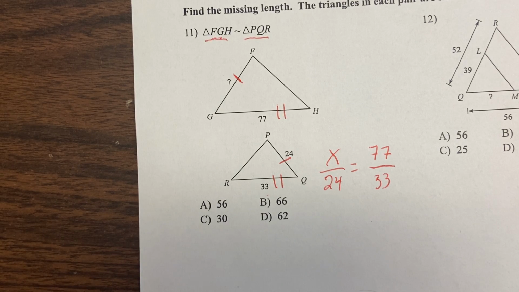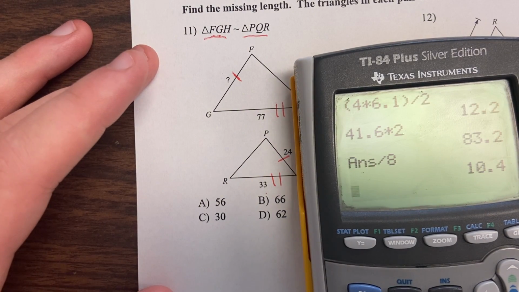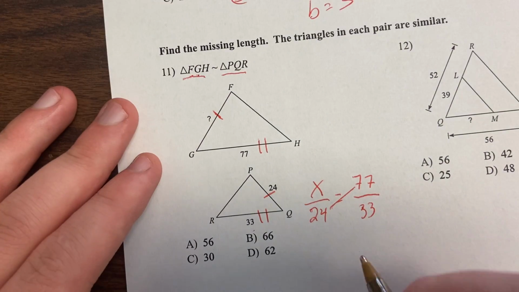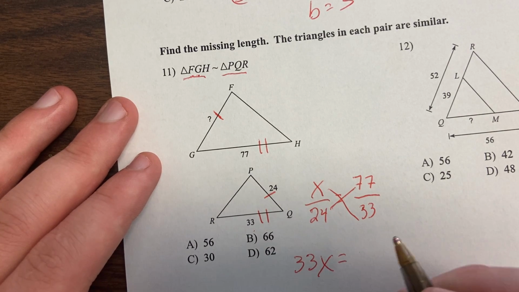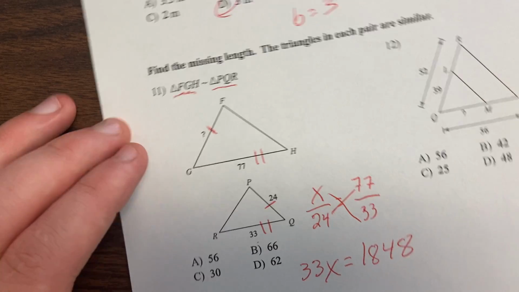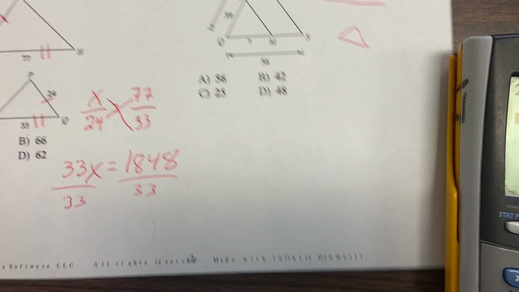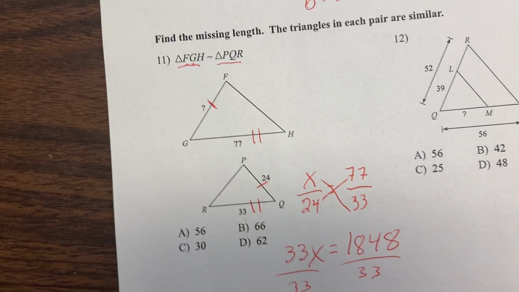Okay, so again, I just want to reiterate, make sure you are paying attention to how those letters are arranged. And we can use cross multiplication. So 24 times 77 is 1848. And we're going to cross multiply the 33 and x. So 33x is equal to 1848. To solve, we're going to divide both sides by 33. So in my calculator, I'm just going to divide by 33, and we get 56.